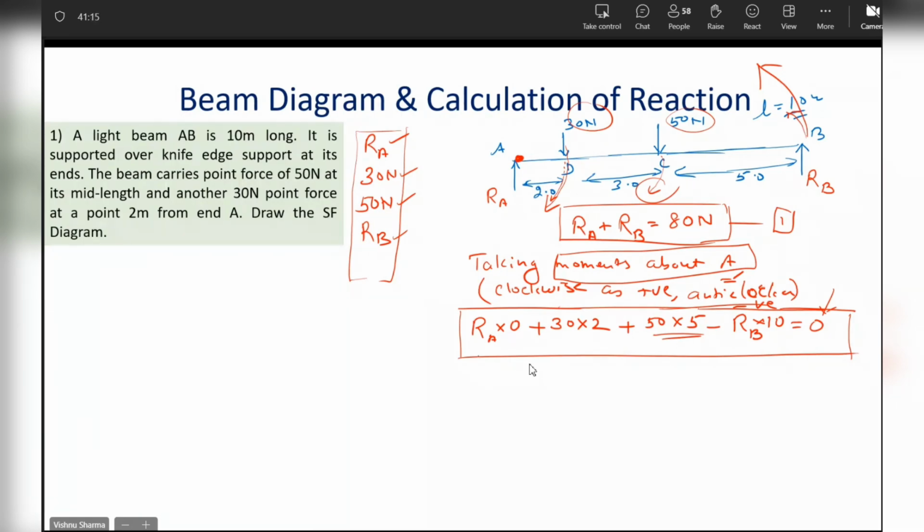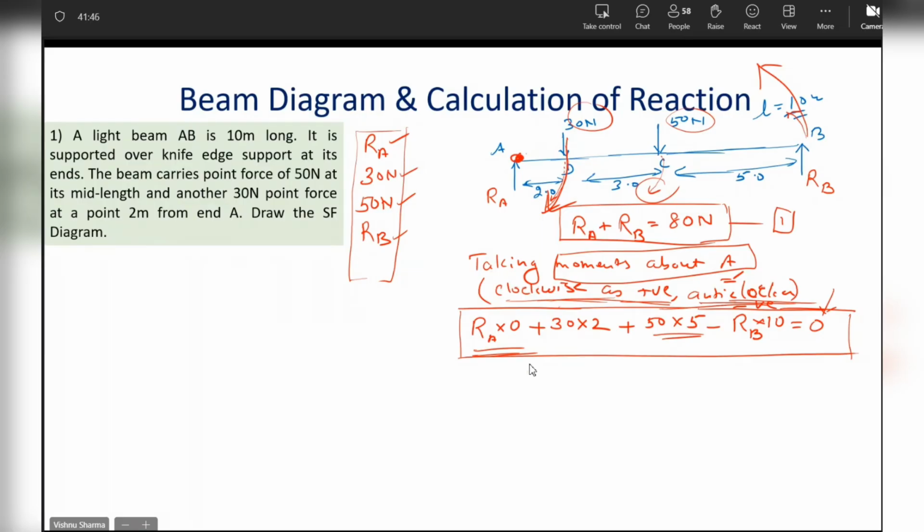We have taken moments about A. So the moment of 30 Newton force about A is clockwise. Yes or no? So we have taken our sign convention saying that let's take clockwise as positive and anti-clockwise as negative, right? Correct, beta? So we are taking moments about A. The moment of force RA about A will be RA into 0. Why? Because the lever is 0. Correct?